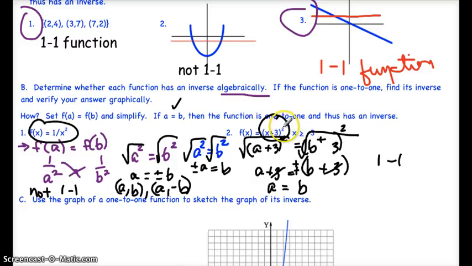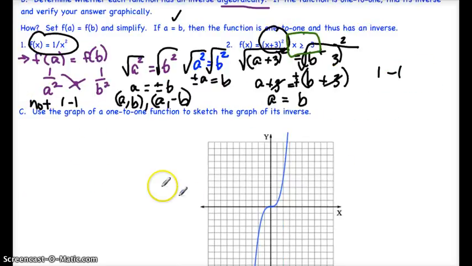Now, I wonder if you're thinking, Miss Loden, in number 2, the parabola was not one-to-one. How is example 2, which is also a parabola, one-to-one? It's one-to-one because of this restriction, x is greater than or equal to 3. So keep in mind your restrictions. Let's finish up by looking at example C.